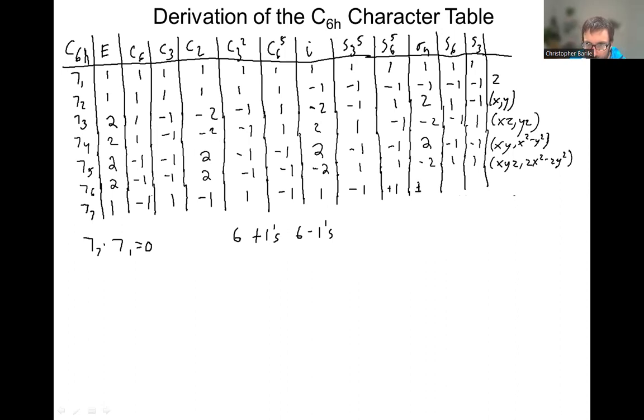This is 1 and -1 and positive 1. So that gives me 1, 2, 3, 4. Oops, I think I messed up here. There we go. So that gives us 1, 2, 3, 4, 5, 6 -1s. And so that's definitely going to work with gamma 1.